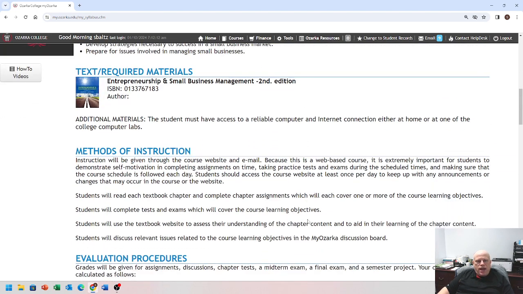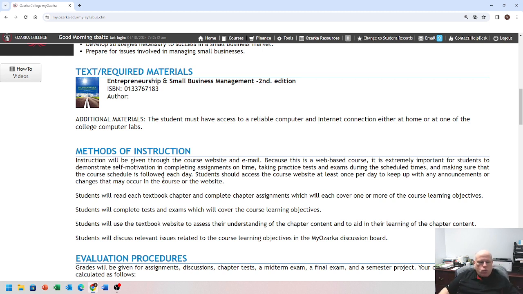All right, the next item on the syllabus is the textbook information. And the textbook is called Entrepreneurship and Small Business Management, 2nd edition. It shows the ISBN number there. This is what the book looks like. Of course, there's a picture of it there on the page, but this is what the book looks like.